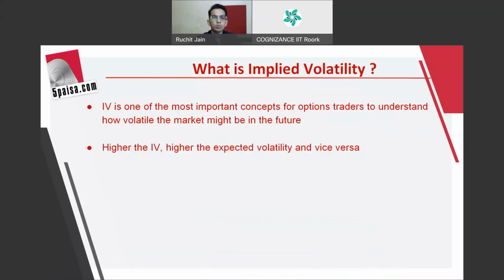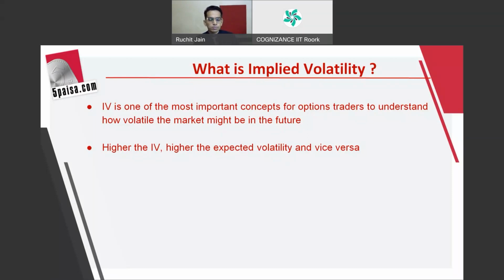Now, one more concept I would like to explain is implied volatility. What is implied volatility? We all know volatility. Market ups and downs is called volatility. If there are huge ups and downs, then the volatility is high. If the market is trading in a narrow range, then the volatility is low, right? Now, IV, implied volatility, is very important, because IV impacts options premiums.